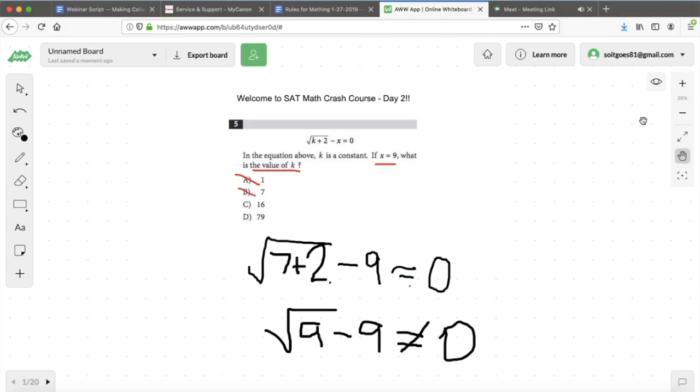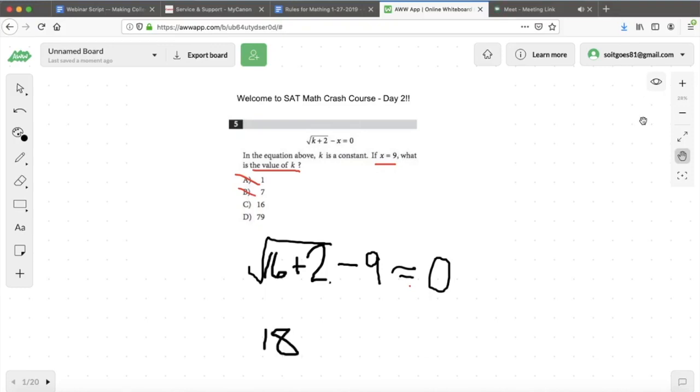Do you think you know what the right answer is? Either C or D. I agree with that completely. Let's plug in C. So just plug that 16 in for K. Looking very good. Excellent.